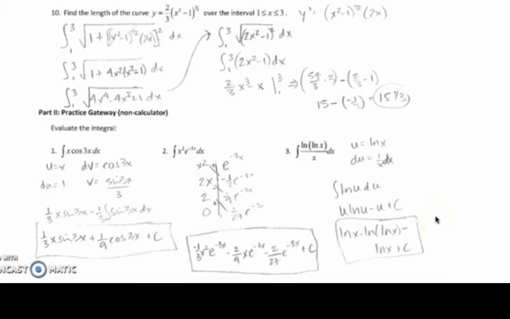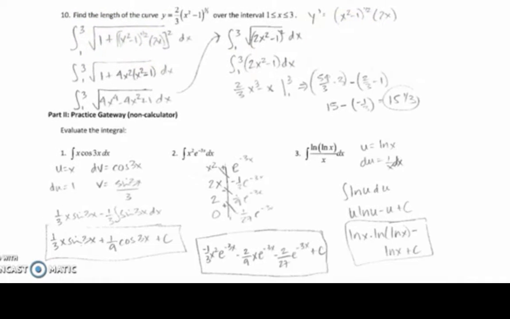All right, we're still on the non-calculator portion of this review. And question number 10 is another arc length formula. And they gave us, nicely, an explicit formula for the function, and they gave us the limits of integration by giving us this interval.